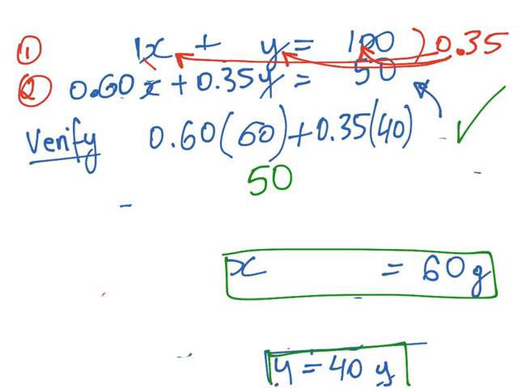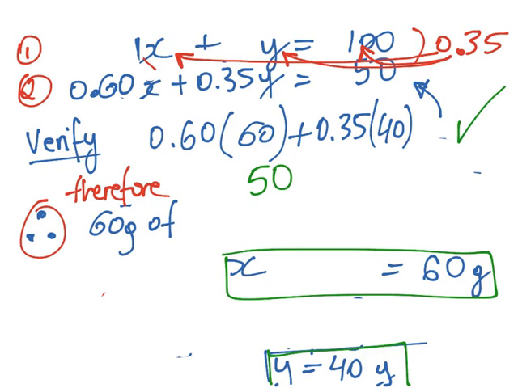Therefore, we should always have, now this sign here means therefore. Therefore, we have 60 grams of 60% alloy, and we have 40 grams of 35% alloy of silver.